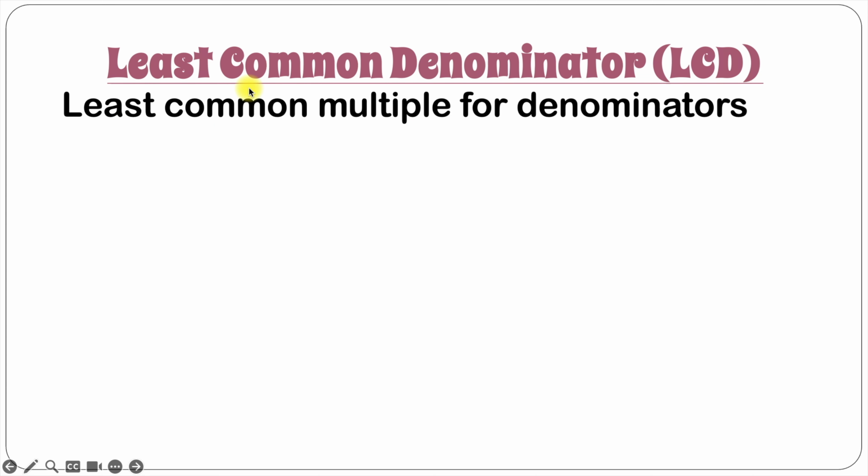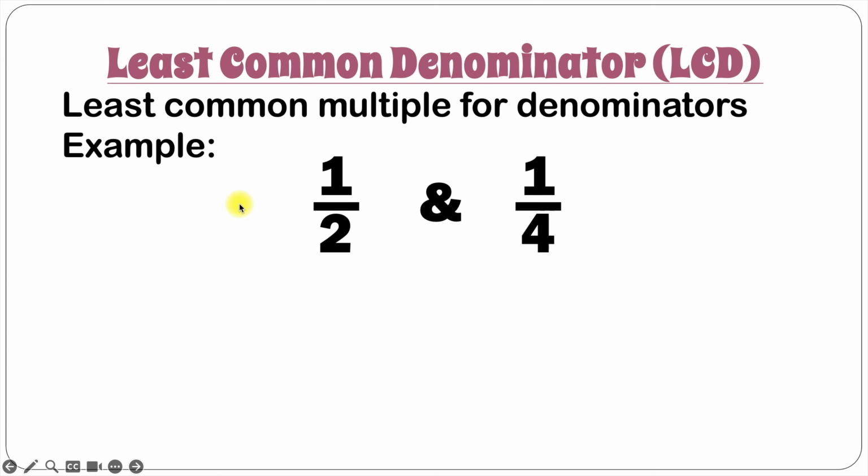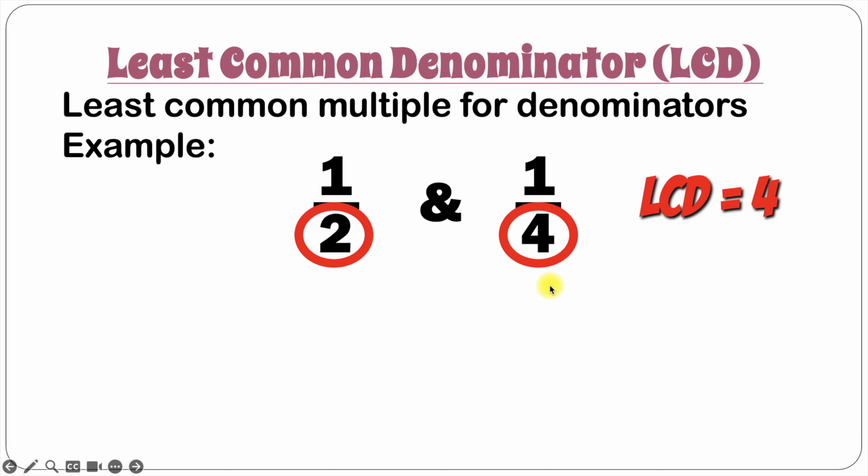Like I said earlier in the needed skills, you're going to need to know about least common multiple. And all the LCD is, is the least common multiple of the denominators you're talking about. For example, let's say we have the fractions 1/2 and 1/4. Here the denominator is 2, and here the denominator is 4. What is the least common multiple for 2 and 4? Well, that would be 4. Since the least common multiple of 2 and 4 is 4, that means the LCD, the least common denominator, for these two fractions is 4.